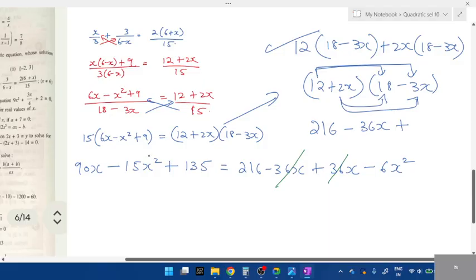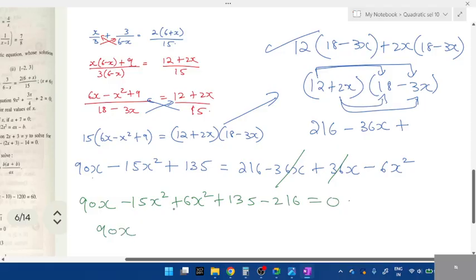Okay. Now, 90x square, if you want, take everything to the left hand side or take everything to the right hand side. I'll do one thing, I'll take everything to the left hand side. 90x, along with 90x, we don't have any other x value. Okay, keep minus 15x square. For 15x square, we have minus 6, that becomes plus 6x square. Plus 135 minus 216 is equal to 0.